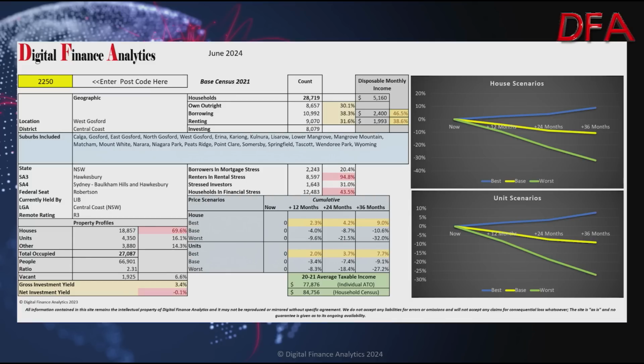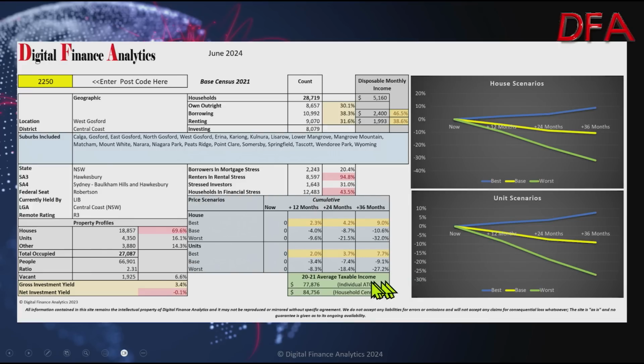We then have the gross and net investment yields. So the gross investment yield is the relative between price and the theoretical rental income that might be generated in this particular postcode. The net investment yield is the difference between the costs of owning the property versus the income that you actually get from a rental perspective. In this case, it's slightly negative, as you can see, minus 0.1.